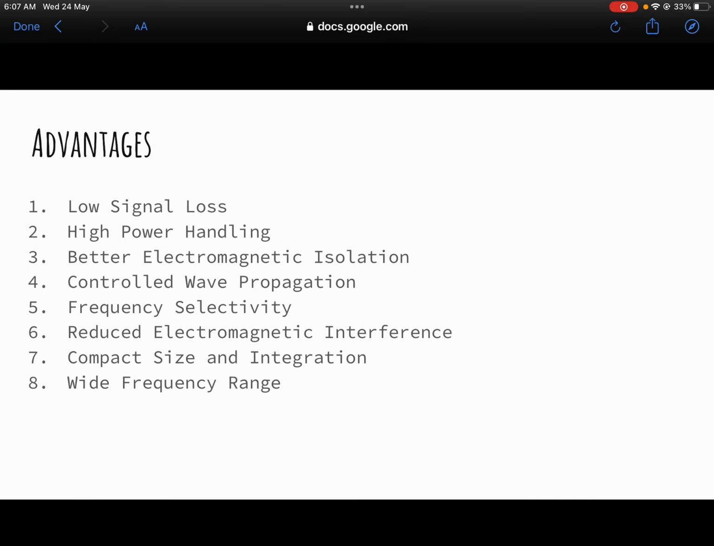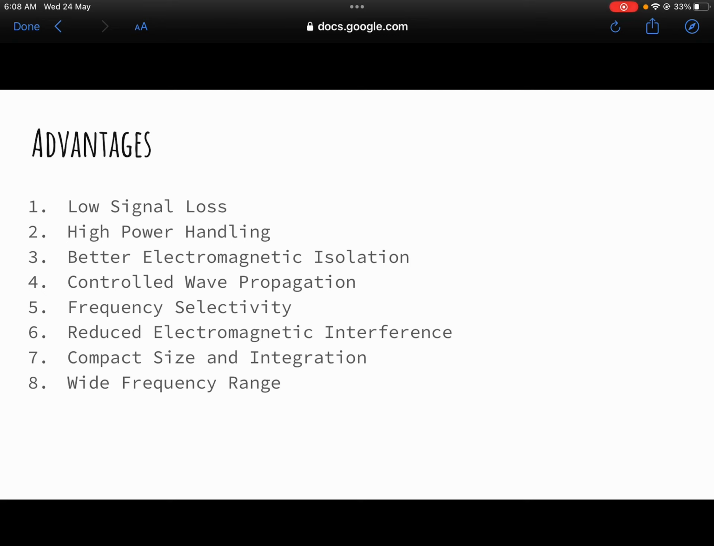Moving to the next slide, let's talk about some of the advantages. Some of the advantages include low signal loss. Waveguides exhibit lower signal loss compared to other transmission media, such as coaxial cables or open space propagation. The confined nature of waveguides minimizes radiation and external interference, resulting in higher signal integrity and reduced losses.